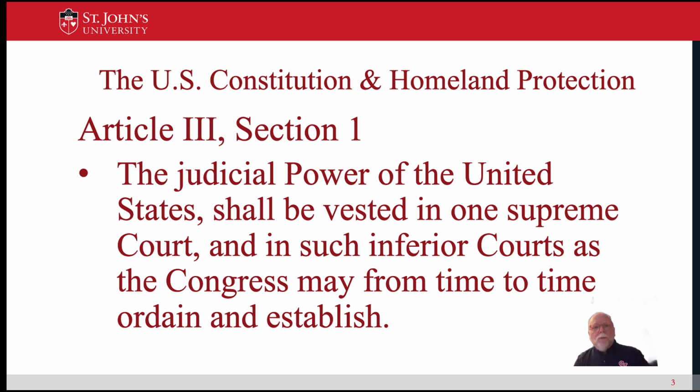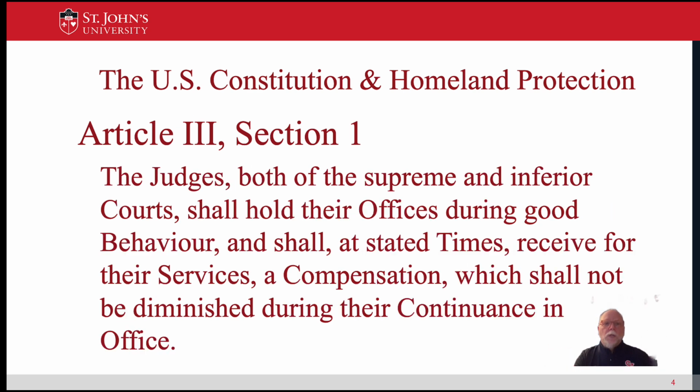They are given this power through Article 3, Section 1 of the U.S. Constitution. In that article, it says the judicial power of the United States shall be vested in one Supreme Court and other such inferior courts as the Congress may from time to time ordain and establish. Article 3, Section 1 also says that judges, both of the Supreme and the inferior courts, shall hold office basically for life. They'll receive compensation, and they'll be there unless they do something really bad.